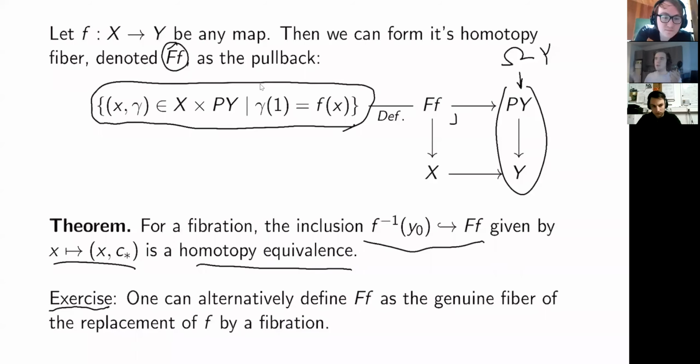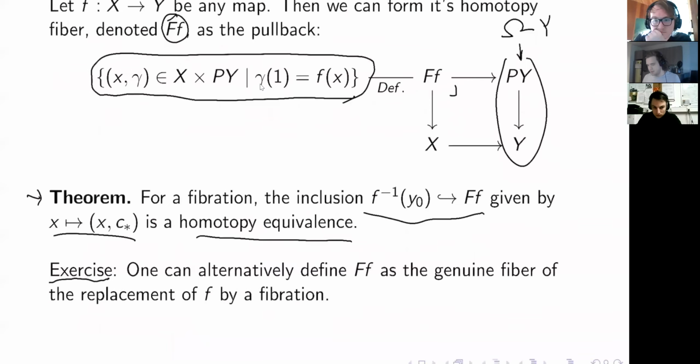Basically, one way of producing the homotopy fiber is to take this pullback. Maybe a more intuitive notion, which is flavored by this theorem here, is that you can take a map, replace it with a fibration using the N_f construction from before, and then the genuine fiber of the map from N_f to Y will be the homotopy fiber of the original map. So really it is sort of like a homotopy theoretic analog of fibers.